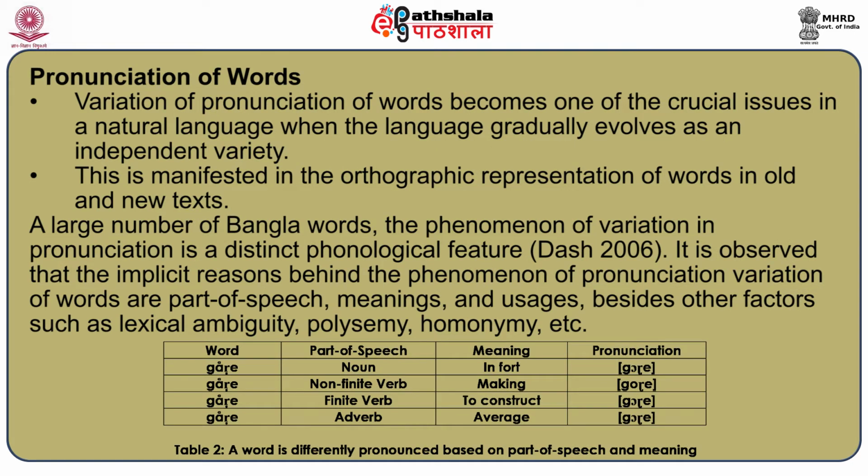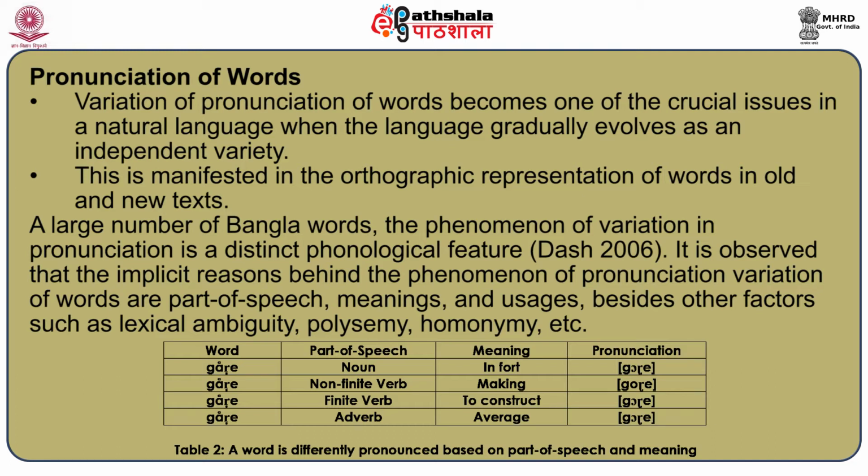Pronunciation of words. Variation of pronunciation of words becomes one of the crucial issues in natural language when the language gradually evolves as an independent variety. This is manifested in the orthographic representations of words in old and new texts. In modern texts, it is found that many words show strikingly different surface forms and pronunciations, as there is hardly any 1:1 mapping between orthography and pronunciation of characters used in the formation of words.